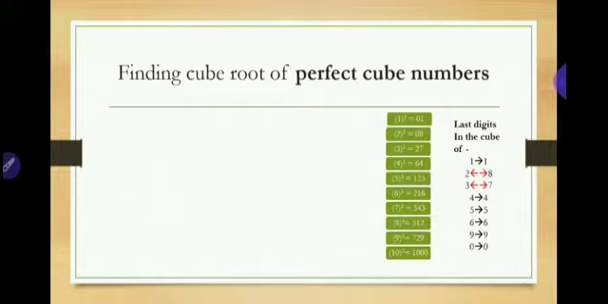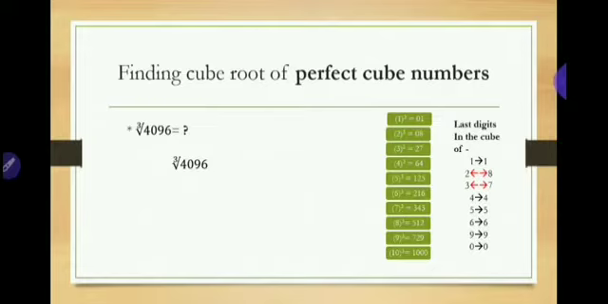Just remember this table: the last digit in the cube of 1 is 1, and 2 and 8 are interchangeable. That means the last digit of the cube of 2 is 8, whereas the last digit of the cube of 8 is 2. For 3 and 7 also vice versa, and for 4, 5, 6, 9 and 0 the last digit stays the same. Let us take one example and understand the procedure for finding the cube root of a perfect cube. 4096 is the example, and we have to find its cube root.